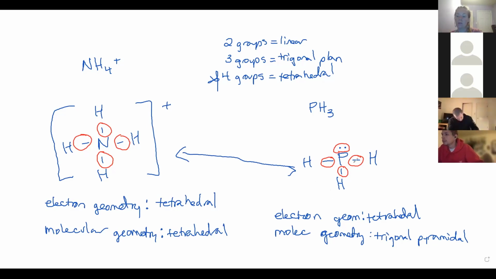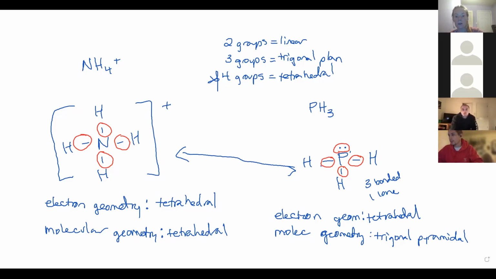How can you decide this from that chart? Well, we have 3 bonded groups, 3 bonded and 1 lone. 3 bonded and 1 lone. Let's go back over to the slides. What has 3 bonded and 1 lone? Tetrahedral for the electron geometry, trigonal pyramidal for the molecular geometry. So you can always reference this. Questions?